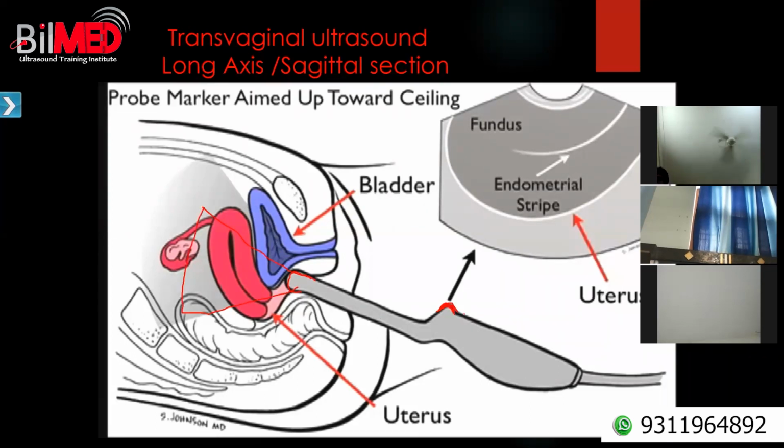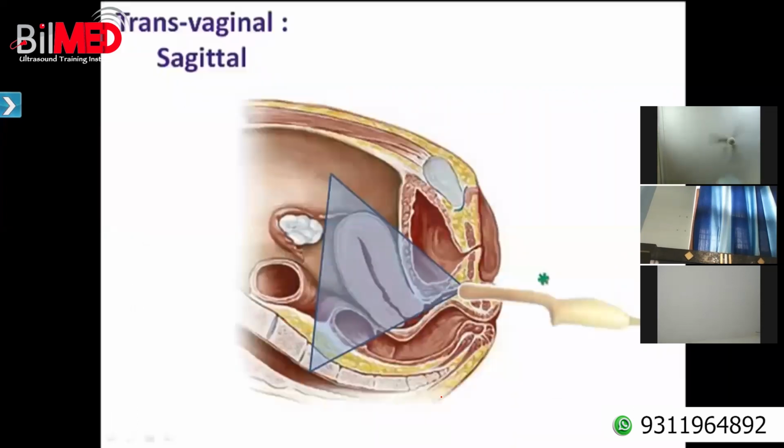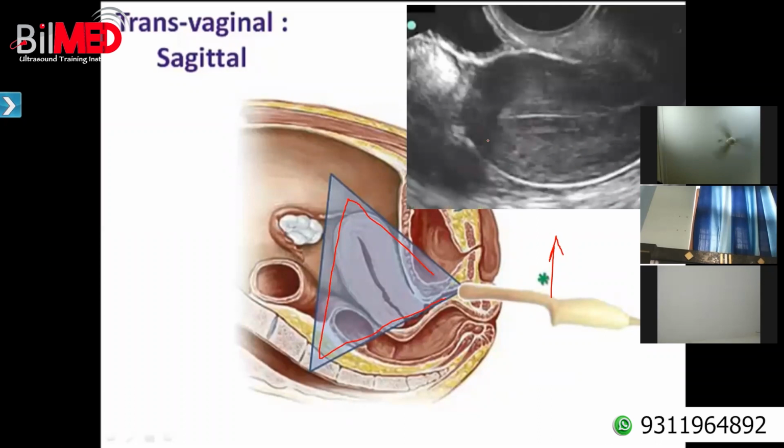Now, what to do to take a transverse section of the uterus? Where to rotate this? So anti-clockwise, so that it will go towards the patient's right. Now, when you are inserting the probe, keeping the marker towards the ceiling, you are hitting the uterus from top to bottom. It means that you are taking a longitudinal section, and this will be the picture on ultrasound.